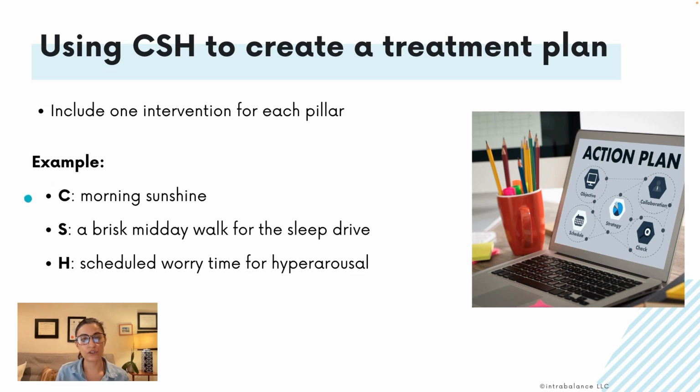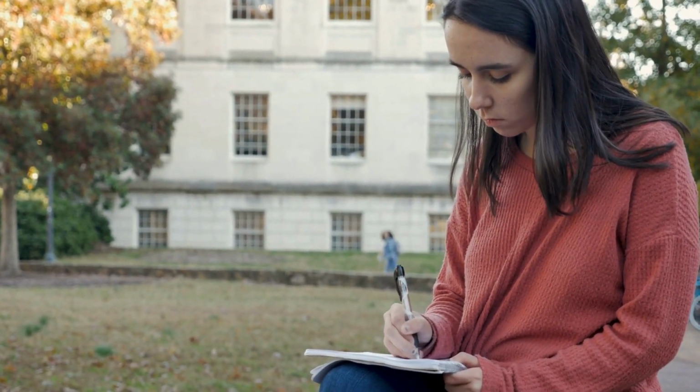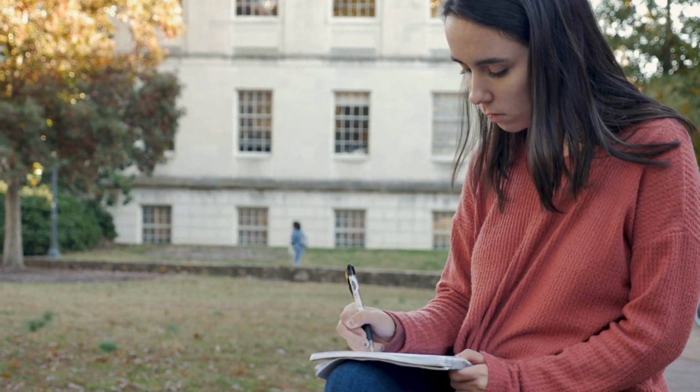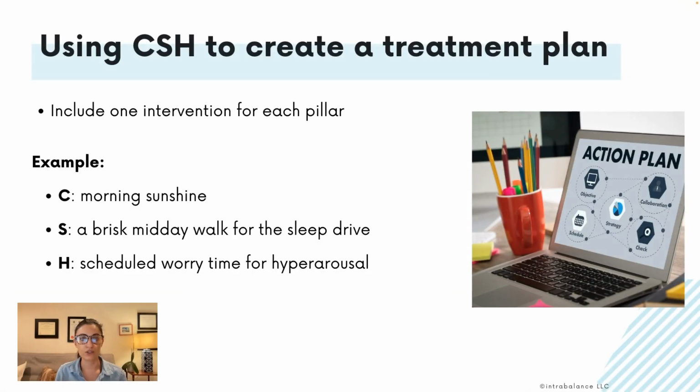Here's an example. You can start with the circadian rhythm, your C, by introducing daily morning sunshine. For the sleep drive, you might introduce a brisk midday walk to help increase their sleep drive, and then for the hyperarousal piece, you might implement scheduled worry time, which is a really great technique from cognitive behavioral therapy, where patients set aside 5, 10, 15 minutes to write down the things that are swirling around in their mind, especially if they tend to have racing thoughts in the evening or they have difficulty quieting their mind. This is a really nice tool to use. Of course, this is just an example of some interventions that you can use for each of these different pillars in the CSH framework, and these are going to be variable depending on your individual patient.